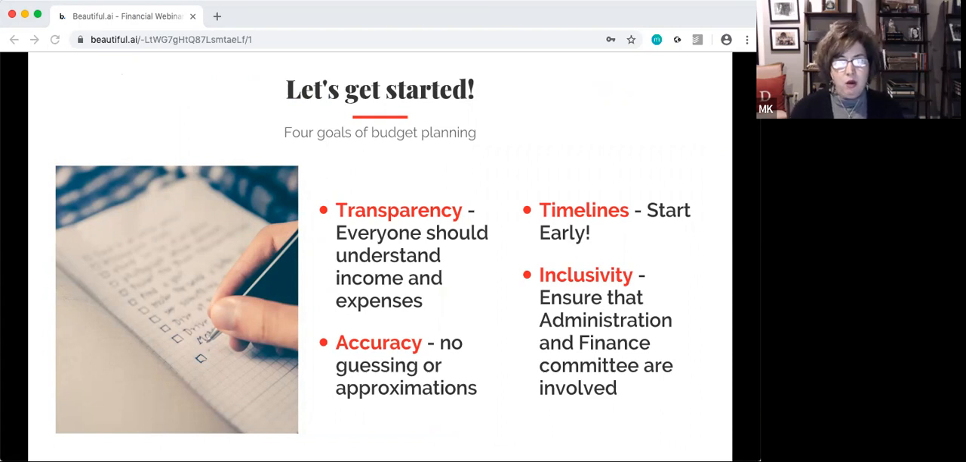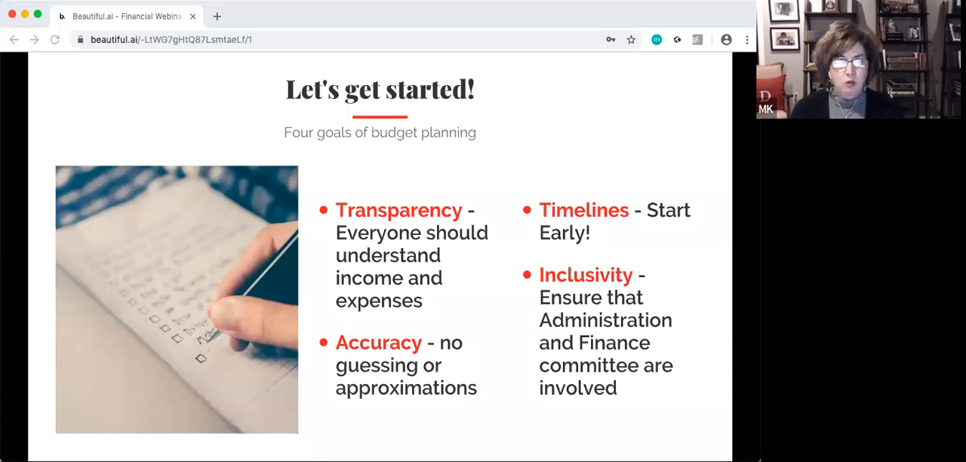So now let's talk about what we need to think about when we begin our budget planning. There are really 4 goals of budget planning. The first one is transparency. I think it's really important for everyone involved in the budgeting process, from board members to the business manager to the head of school, to understand what is an income and what is an expense. We talk all the time about how we have board members that may or may not be financially savvy.